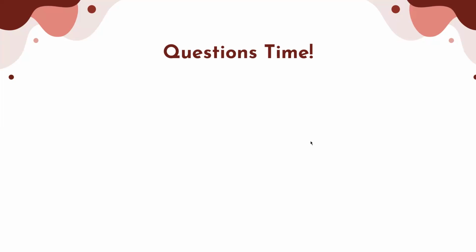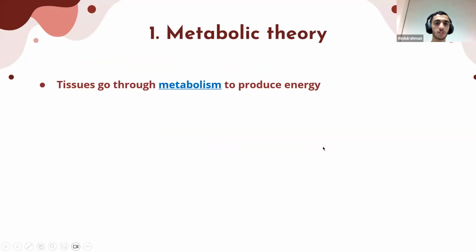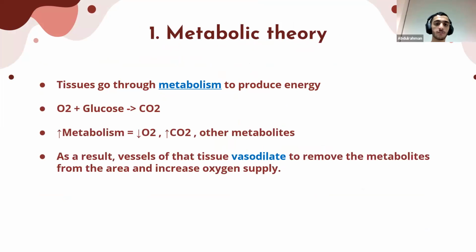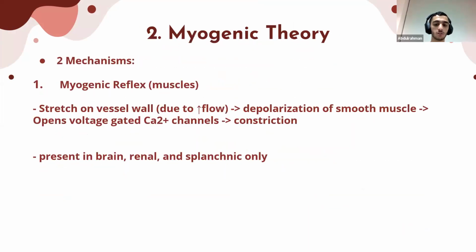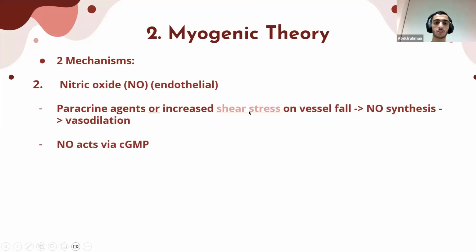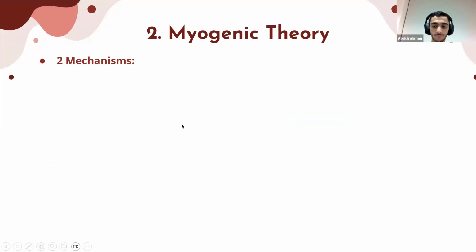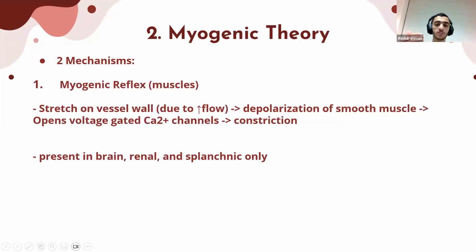Questions now? Yes. Wait, is myogenic always vasoconstriction? From what we learned, from what was found in your slides, from what I researched, all I found was that it was vasoconstriction. At least for the myogenic reflex, because the other one, nitric oxide, is vasodilation. What happens here is that since there is too much blood flow, it's just a reflex, so it's a reflex vasoconstriction.